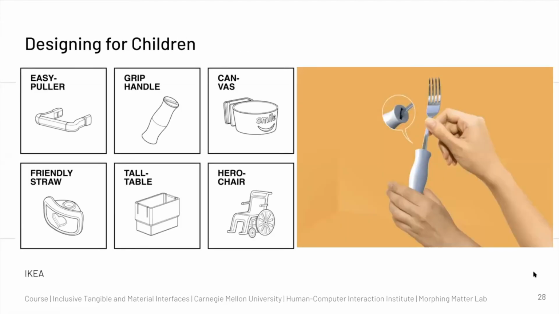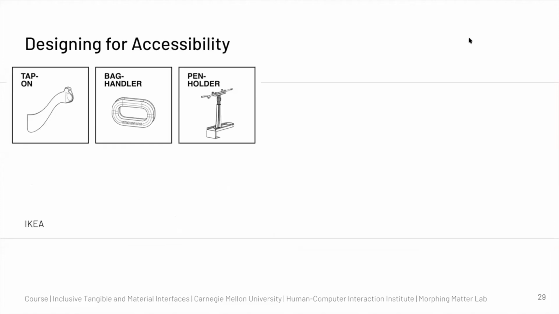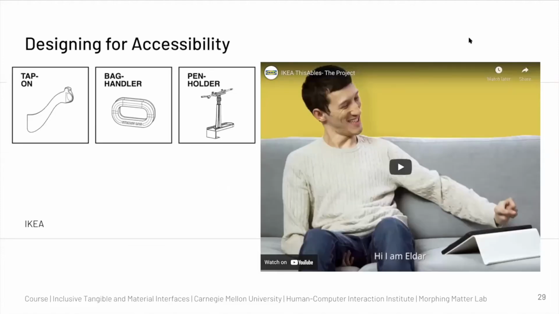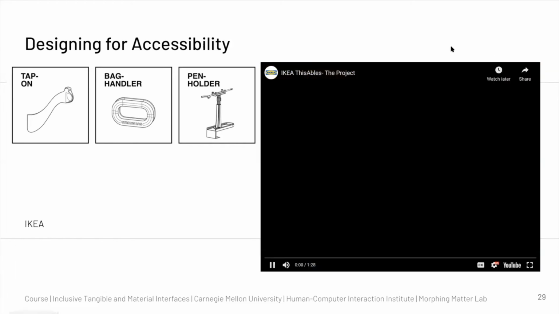So this is not morphing matter, but this is matter. It is a platform IKEA initiated to augment their own product and make them more inclusive. So for example, designing different attachment to allow better gripping, easier pulling, or ensure safety for children to use their product. And on the same platform, they also talk about designing for accessibility. Again, just augmentation, physical, static augmentations to their existing product.